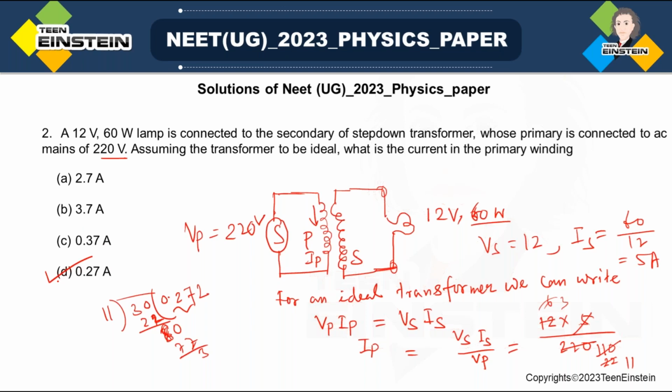So ideal transformer. So you have to write down the transformer equation. See, this is the fundamental point here. You need to remember that in case of ideal transformer, the same power will be induced to the secondary coil. Okay, we'll go to the next problem.